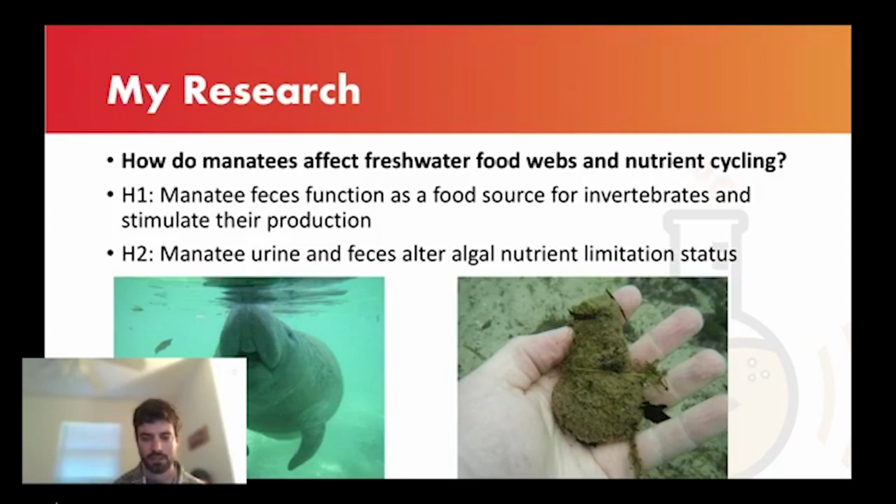And that first hypothesis is based around the idea that in a lot of these freshwater food webs, you have organic matter such as those dead leaves, like we saw in the previous slide, functioning as an important food source for invertebrates. And so that's what we're going to be looking at here for this first hypothesis. The second hypothesis kind of revolves around the fact that manatees pee and poo a lot, and this is really high in nitrogen content, the manatee feces and urine. And so that's kind of the rationale behind this other hypothesis.